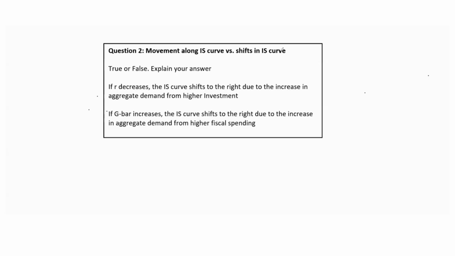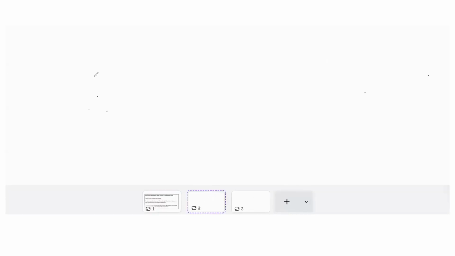So moving on, let's start with this question. Essentially, we want to compare movement along the IS curve versus shift in the IS curve. So let's look at movement along the IS curve. Now this happens when the interest rate changes.